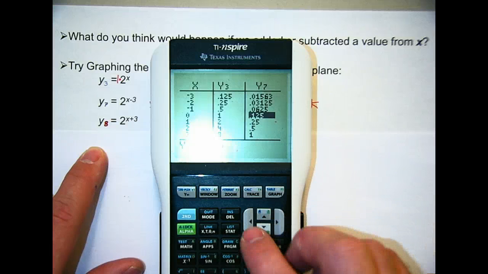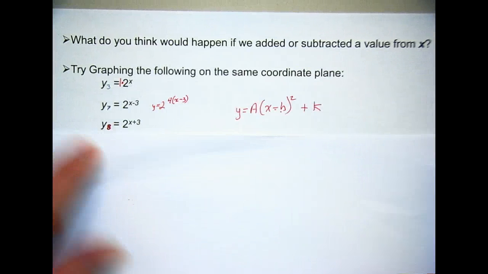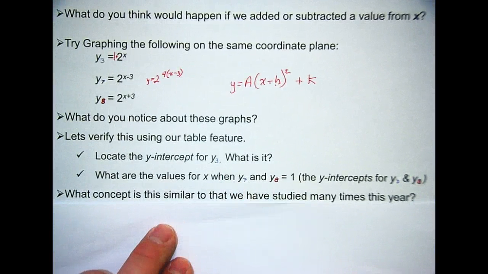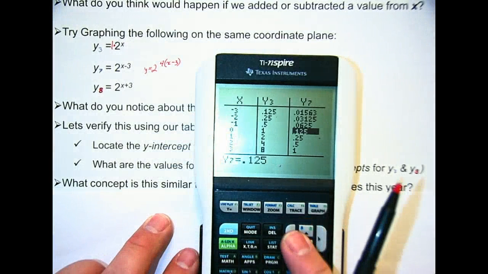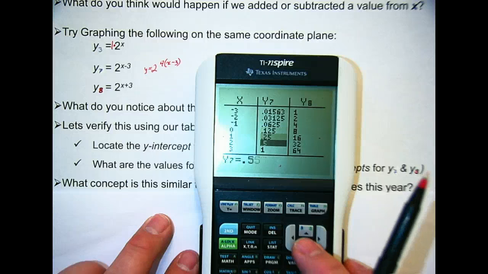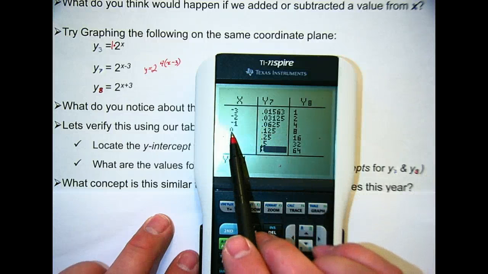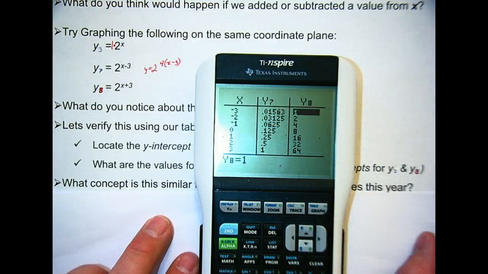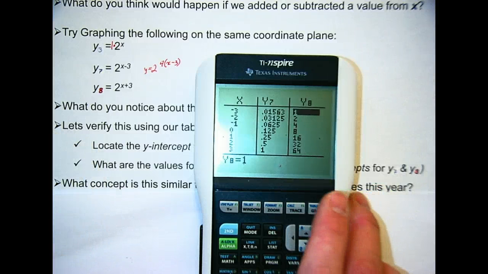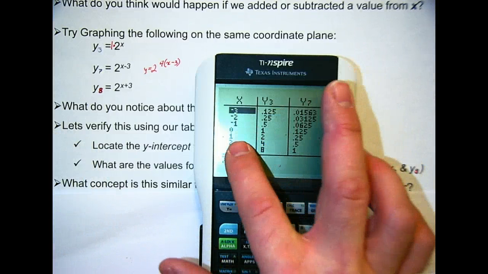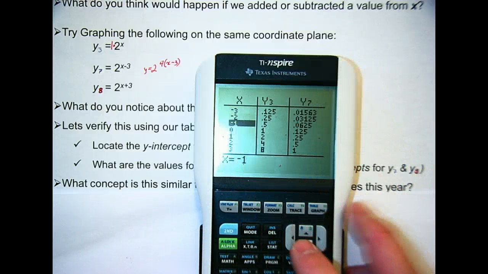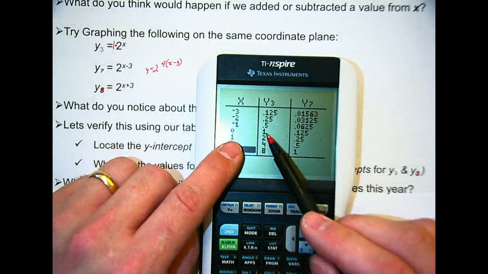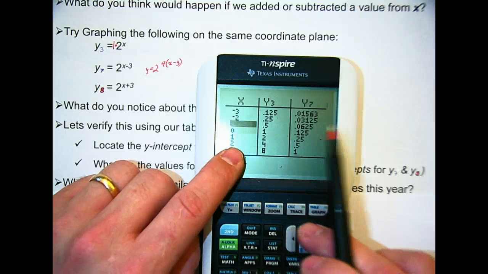Okay? If we're verifying this, we are looking to see what values for y sub 7 and 8 make 1. So if I look at y sub 7, the value that makes 1 is 3, 3 units away from the value that made 1 there. For y sub 8, it's 1 here. It shifts 3 units on the x-axis. So as x is moving, it moves from 0 to negative 3, and from here it moves from 0 to positive 3.